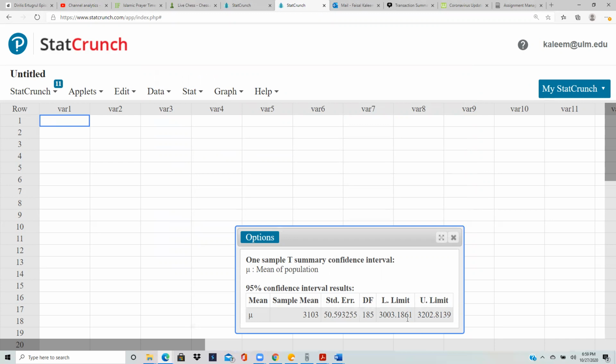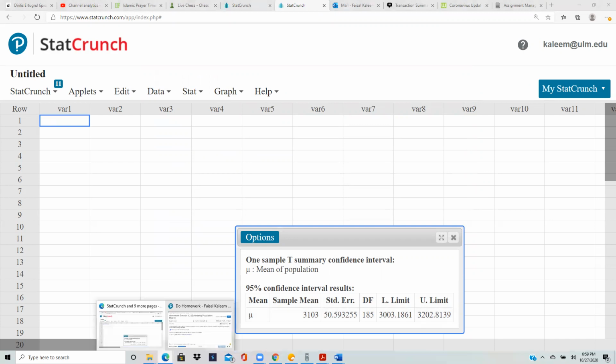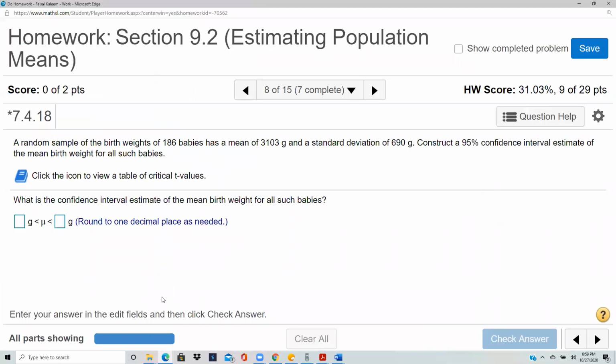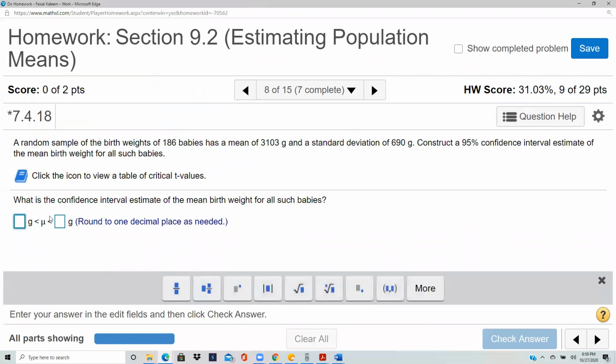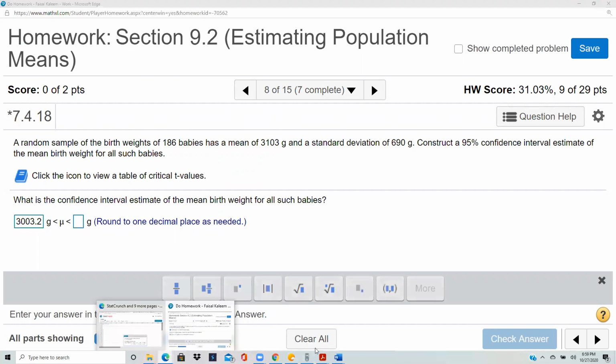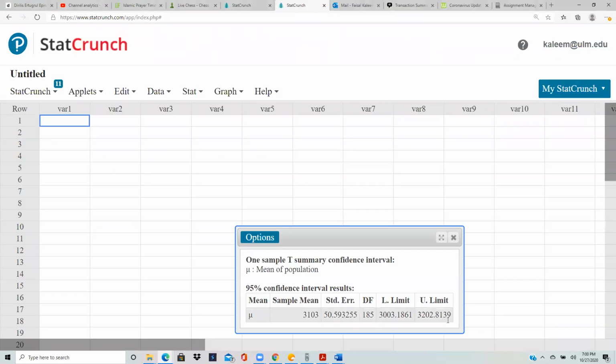The interval is 3003.186 and 3202.814. So 3003.186 is about 3003.2. And what was the other one? 3202.8.